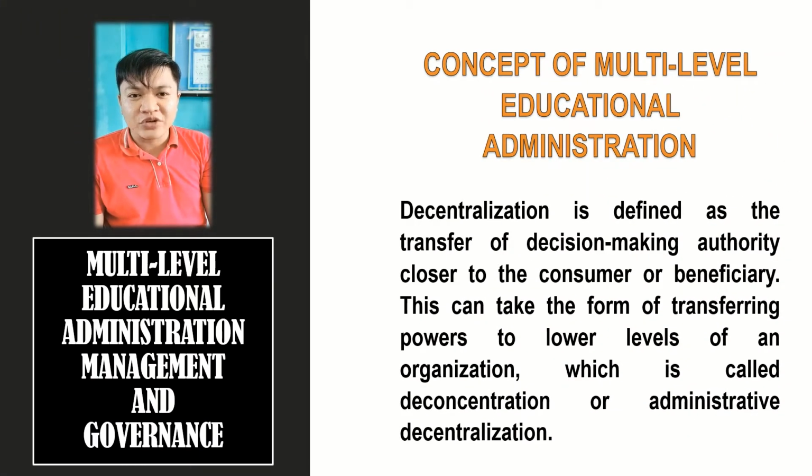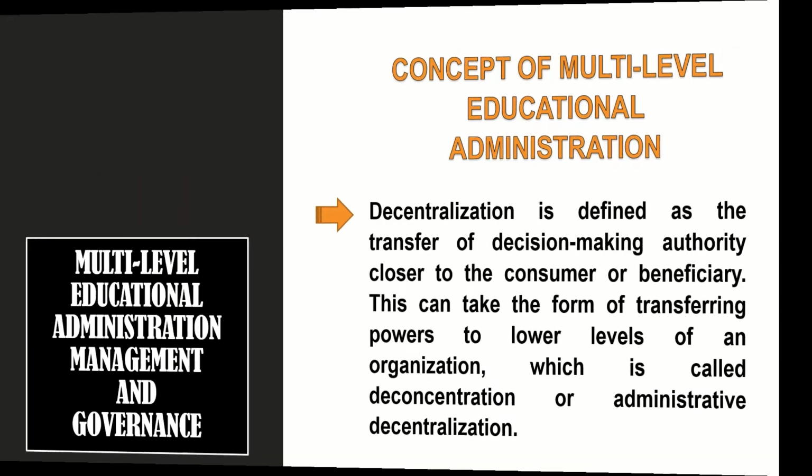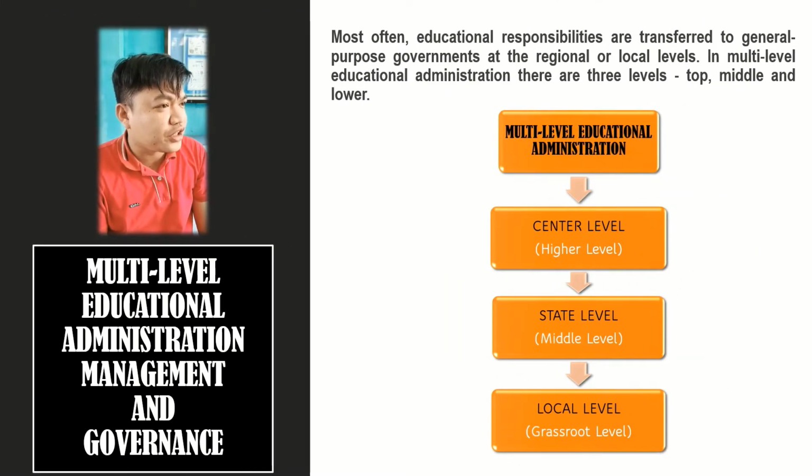Concept of multi-level educational administration. Decentralization is defined as the transfer of the decision-making authority closer to the consumer or beneficiary. This can take the form of transferring powers to lower levels of an organization, which is called deconcentration or administrative decentralization. A popular form of deconcentration in education is to give additional responsibilities to the schools. Most often, educational responsibilities are transferred to general-purpose governments at the regional or local levels.